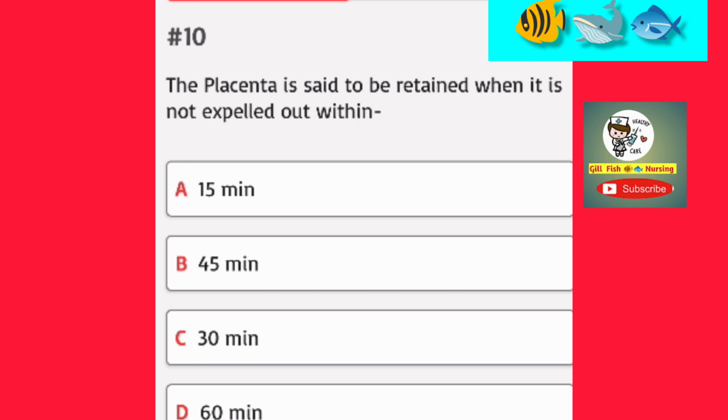Next question. The placenta is said to be retained when it is not expelled out within: A, 15 minutes; B, 45 minutes; C, 30 minutes; and D, 60 minutes. Can you guess the answer? Usually the placenta will be expelled within 15 minutes. If it is not expelled within 30 minutes, that means you should take precautions, you have to take it out. So the correct answer is 30 minutes.